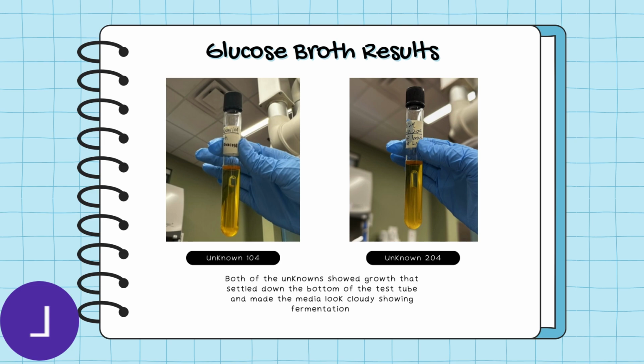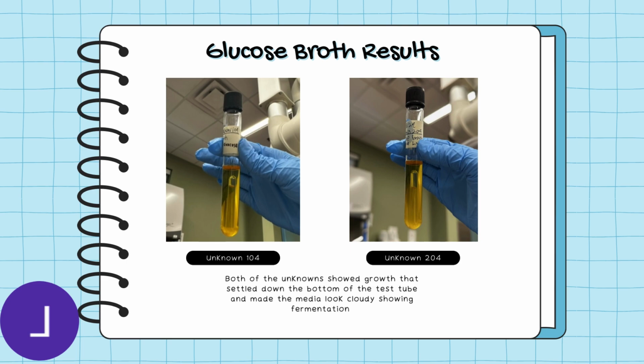So for the glucose broth results on our unknowns 104 and 204, we can see that they both showed growth that settled down because of the weight of the bacteria, but it's usually flying around the test tube. And also, we can see that the media turned a little bit cloudy, and the color switching from orange to yellow also showed us that both of our unknowns ferment glucose.